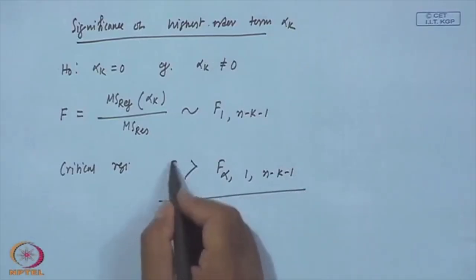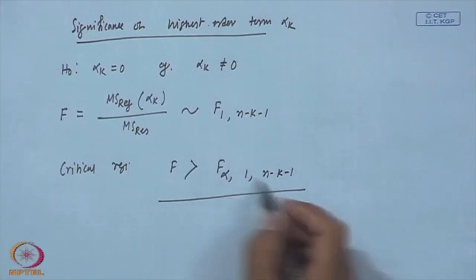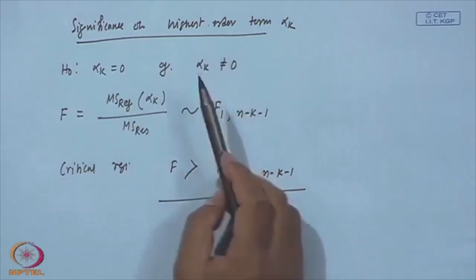Okay. So, if the observed F is greater than this tabulated F, then we reject the null hypothesis. That means, the kth order term is significant. So, if the kth order term is significant, you can consider the kth degree polynomial, and then you have to check for the k plus 1th degree polynomial. And if you see the k plus 1th degree polynomial is not significant, then you stop there. Otherwise, if it is significant, again you have to go for the higher order polynomial. So, in the next class, I will give an example to illustrate this orthogonal polynomial. Today, we have to stop now. Thank you.